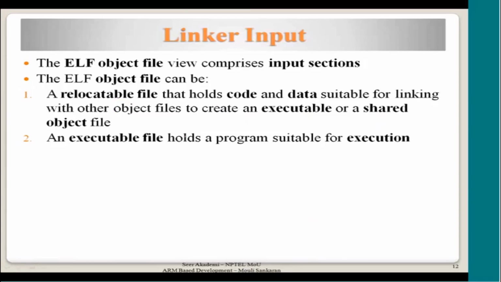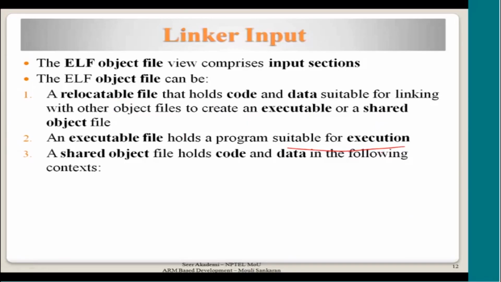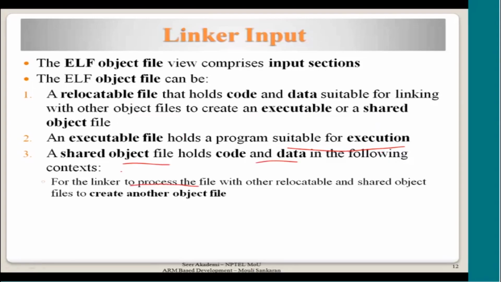So an executable file holds a program suitable for execution. A shared object file holds code and data as a context for the linker, to process the file with other relocatable and shared objects to create another object. So a shared object file can be used with some other .so object file or link file to generate another executable or maybe another library. So you can keep on building libraries after libraries by using the .so file, or you can generate an executable also. Okay.